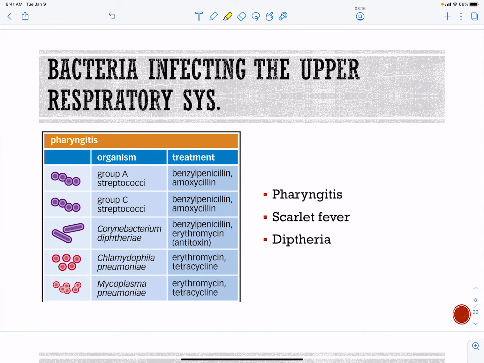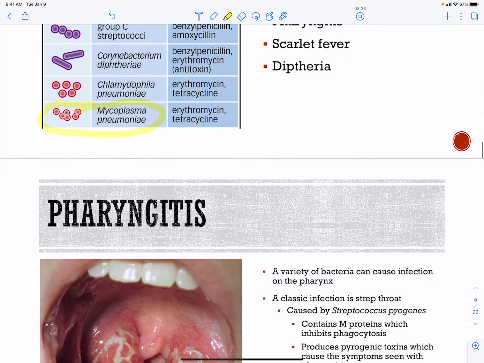Now we have our group A, group C, and our Corynebacterium diphtheriae as our gram-positive bacteria that can cause upper respiratory system infections. We also have in this lump some gram-negatives, or Mycoplasma pneumoniae, which is one of the more common causes of pneumonia, walking pneumonia. And they can also cause upper respiratory tract infections.